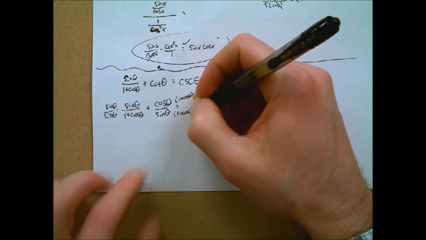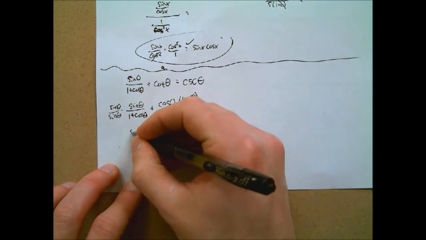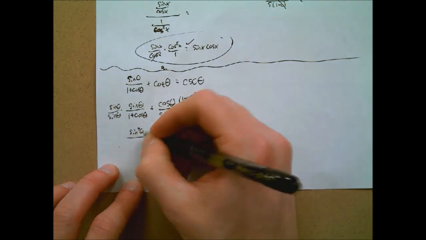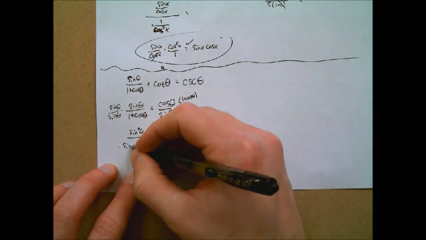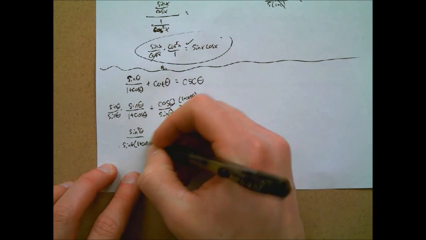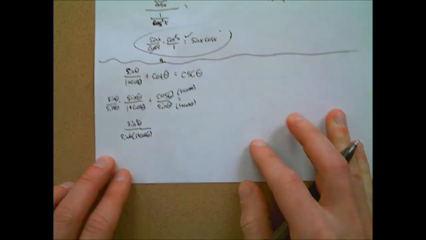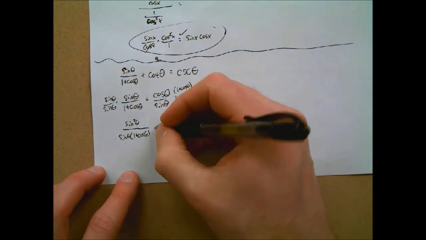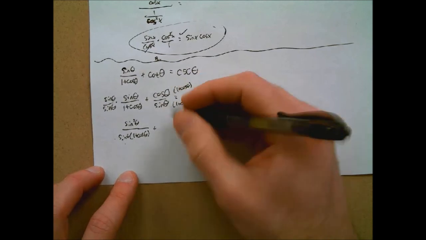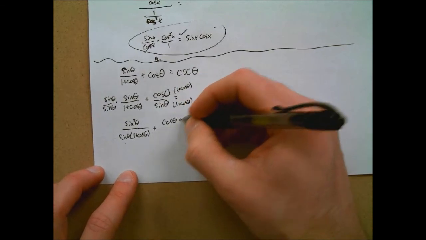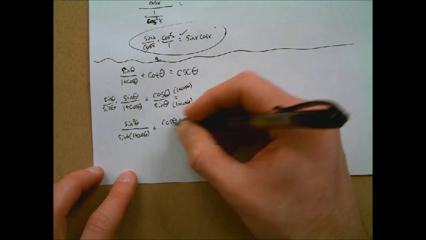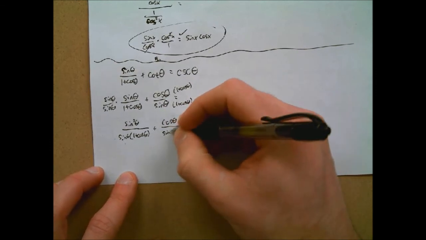Okay? So sine times sine, sine squared. Sine times 1 plus cosine. I'm not going to distribute the denominator. I recommend you don't either, just because things might cancel. All right, and then we will distribute the numerator here, though. Cosine theta plus cosine squared theta over sine theta times 1 plus cosine theta.